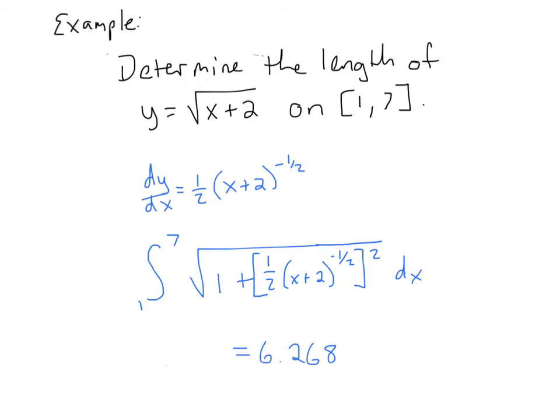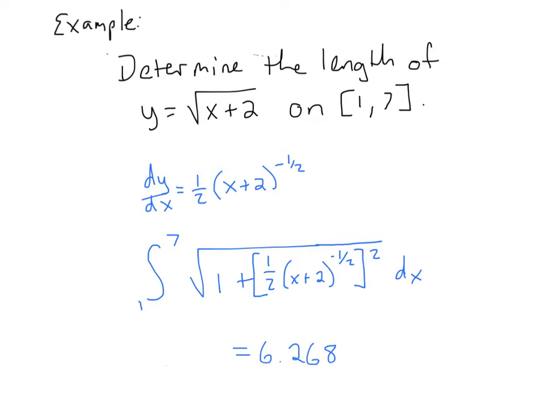Here's an example of a type of question where you might have to find the length. They'll say something like determine the arc length or determine the length of the curve of the function. And for this example, it just says determine the length of y equals the square root of x plus 2 on the interval 1 to 7. So those are our x's. First thing we need to do is find the derivative of y. So dy/dx is 1/2 (x plus 2) to the negative 1/2, and we would use chain rule, so that's technically multiplied by 1, but we don't have to put that.